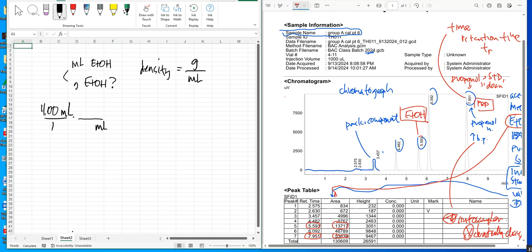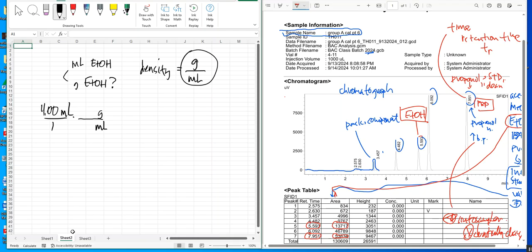Okay, well, what do we want? Well, we want gram. Can we go to gram? Absolutely. Hello, density, gram per milliliter. All right, well, there's milliliter. I can go to gram, so I'm going to put gram up on top. That's the unit we're after.